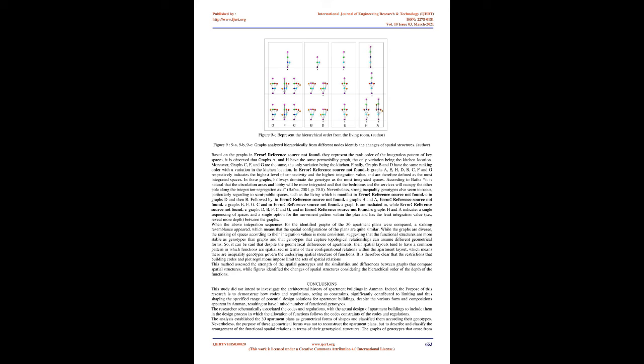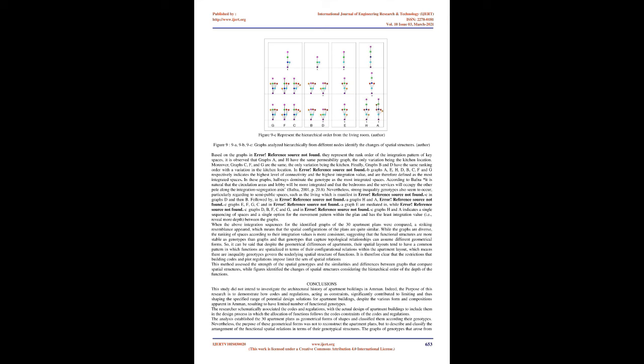C graphs H and A indicate a single sequencing of spaces and a single option for the movement pattern within the plan, and have the least integration value, i.e., reveal more depth, between the graphs. When the above integration sequences for the identified graphs of the 30 apartment plans were compared, a striking resemblance appeared, which means that the spatial configurations of the plans are quite similar.